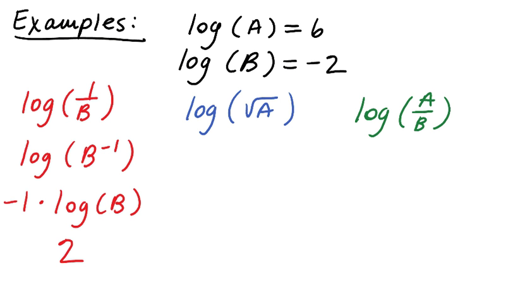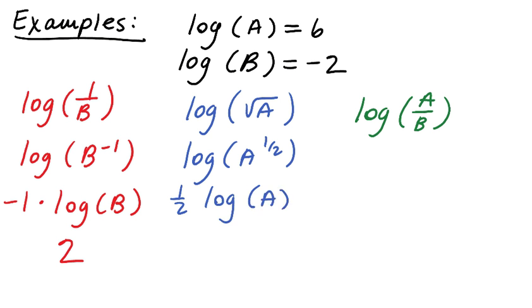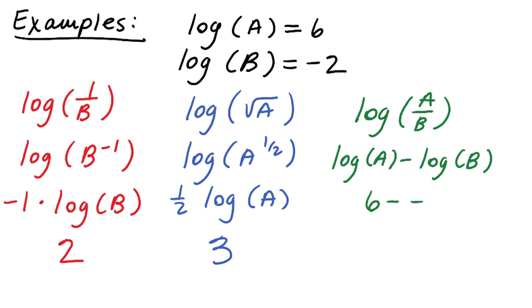Log of square root of a. I know that the square root is the 1/2 power. So this is half of the log base 10 of argument a. And that's going to be half of 6, which is 3. And for this one, log of a divided by b, that's our quotient to difference property. That'll be the log of a minus the log of b. And so that'll be 6 minus negative 2, which would be positive 8. And that's all I got for you in this video.